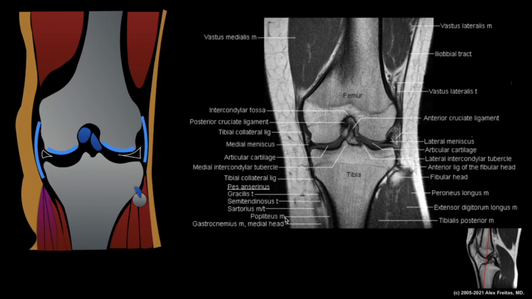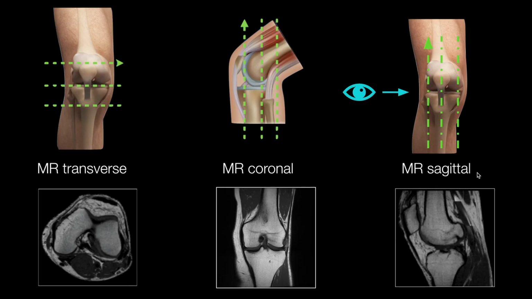Additionally, the popliteus muscle is here, and the gastrocnemius muscle medial head is visible too. At the lateral side of this leg, we can see the posterior tibial muscle, extensor digitorum longus muscle, and peroneal longus muscle. And one more time, the fibular head, and there is a ligament that connects the fibular head to the tibia. And there should be a lateral collateral ligament here too. And last but not least, the sagittal plane.